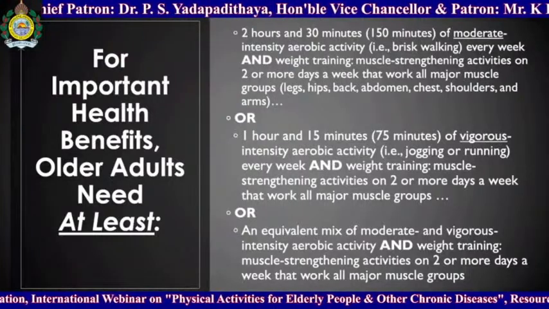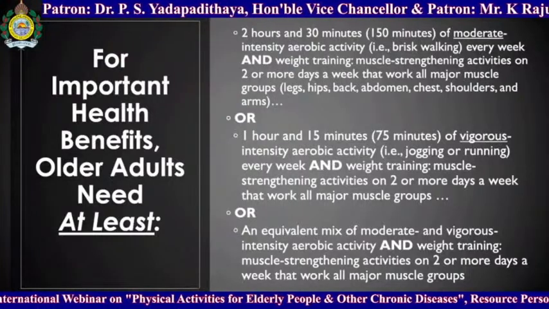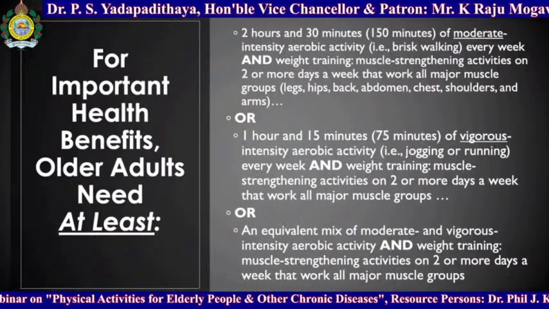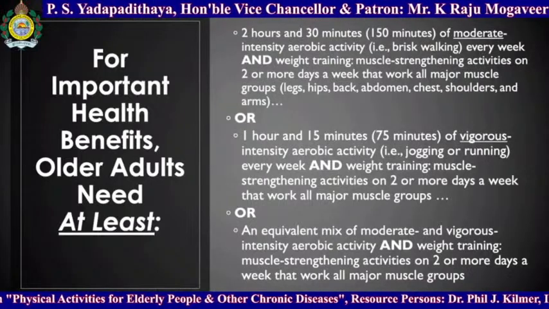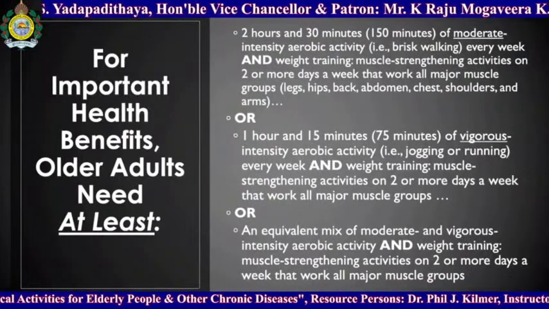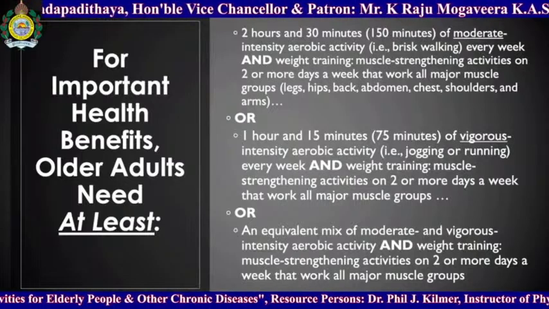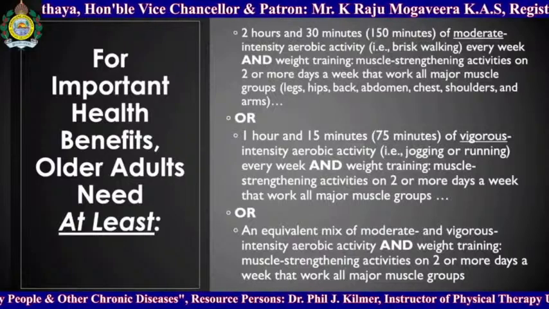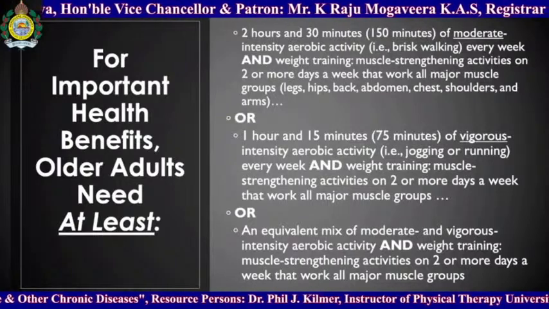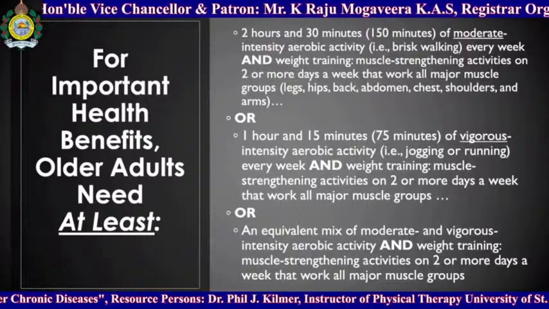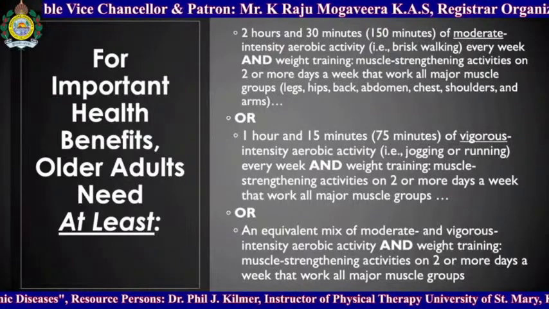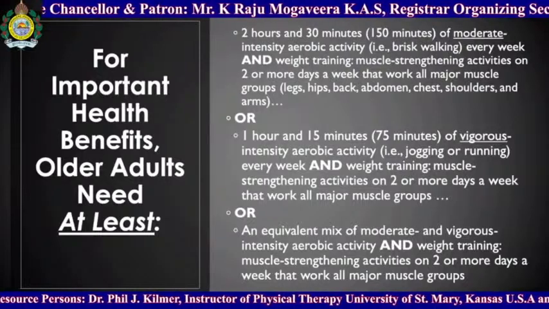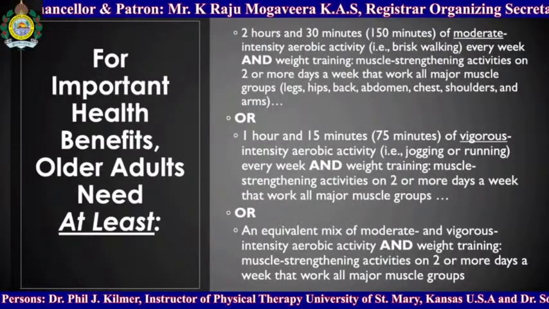So the American College of Sports Medicine recommends that for important health benefits, older adults need at least 2 hours and 30 minutes, or 150 minutes, of moderate intensity aerobic activities every week, as well as weight training, which they define as muscle strengthening activities on two or more days a week that work all major muscle groups. So that's the legs, the hips, the back, the abdomen, the chest, the shoulders, and the arms.